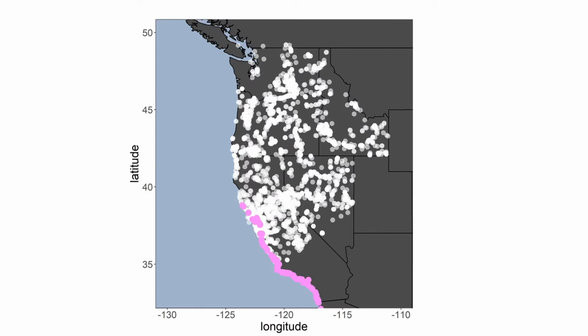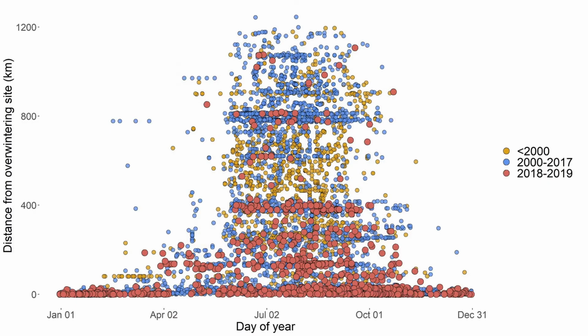We start by finding the distance from each observation to the nearest overwintering site, which I've plotted here in pink. With that, we can plot our data with day of year on the x-axis and distance from overwintering sites on the y-axis. We can now easily see that the range expansion starts in the late spring, and it certainly doesn't look like it's gone as far in the last few years, those big red dots, than in the past years. However, this is really just another way of plotting the same raw data that we saw on those maps, and it has the same problem that there are different sample sizes between our different categories.